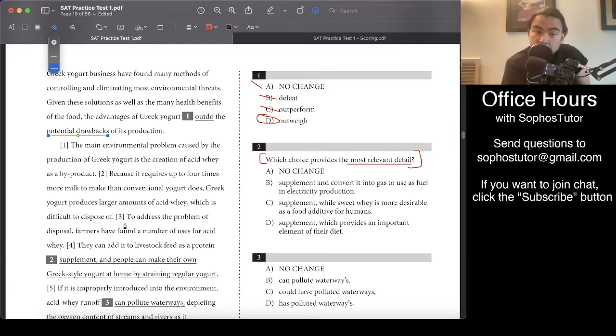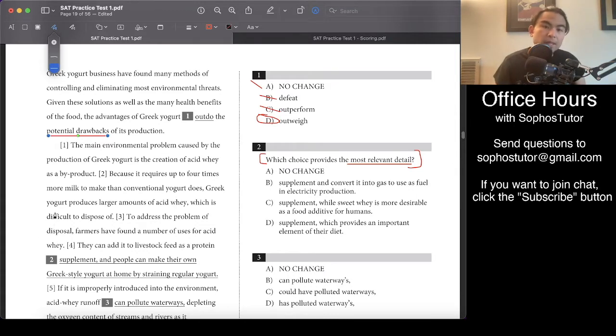So if we go back to sentence 3, it says, "To address the problem of disposal, farmers have found a number of uses for acid whey." So in our mind, we need to expect that the next sentence should accomplish that goal, which is to name those number of uses for acid whey.